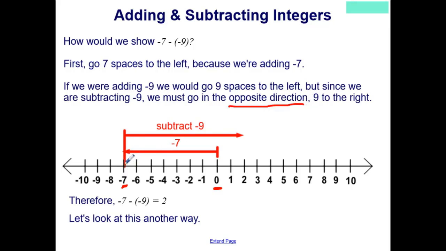It's a little confusing even saying it, but looking at it that way, from the negative 7, we would move 1, 2, 3, 4, 5, 6, 7, 8, 9, arriving us at a positive 2. Therefore, negative 7 minus a negative 9 equals 2. And again, this is a little confusing, so let's look at this another way.